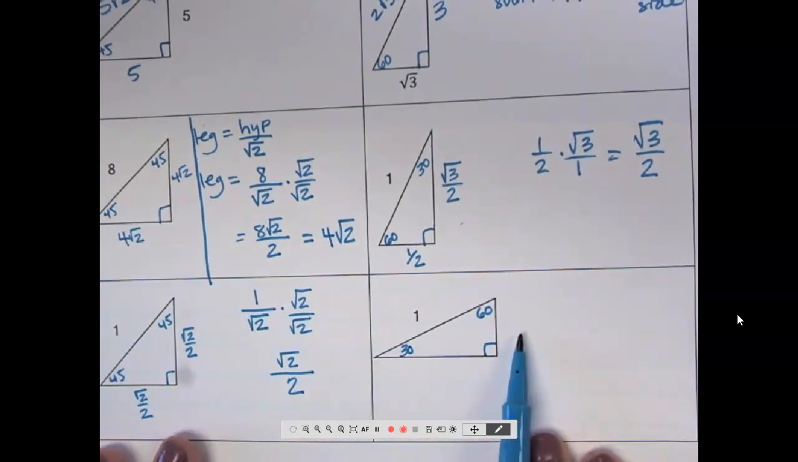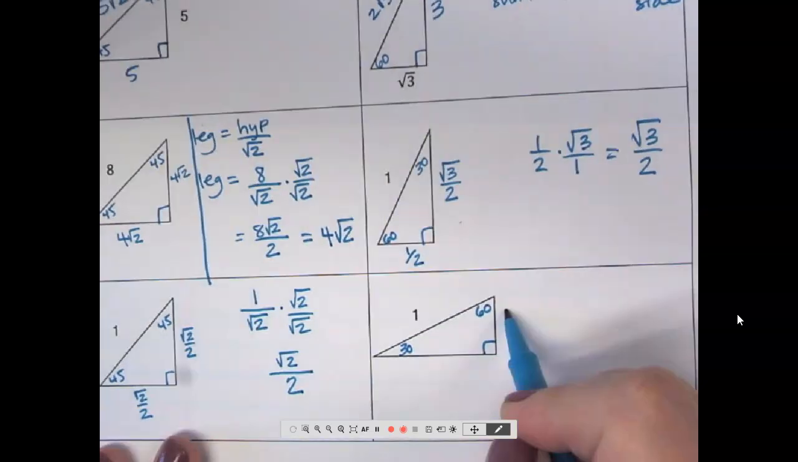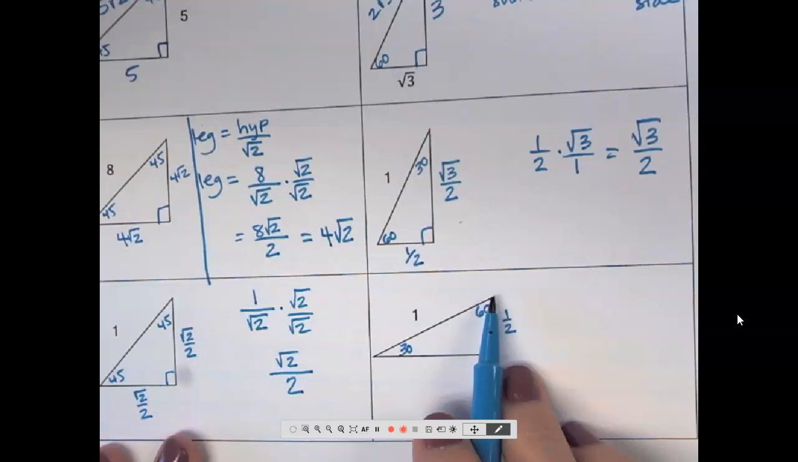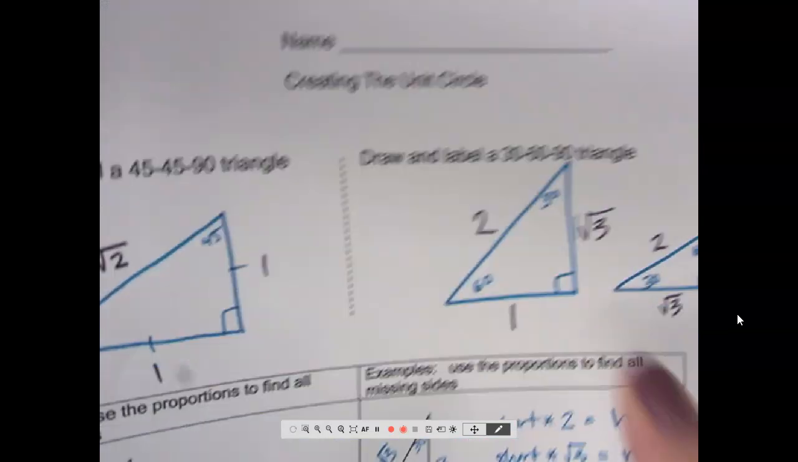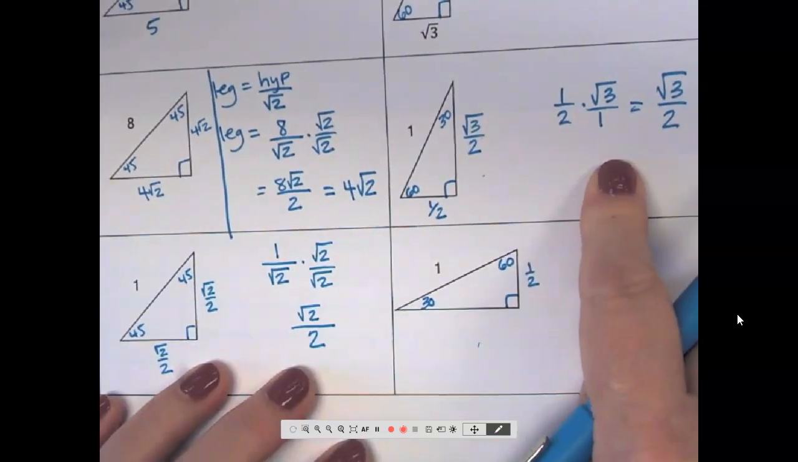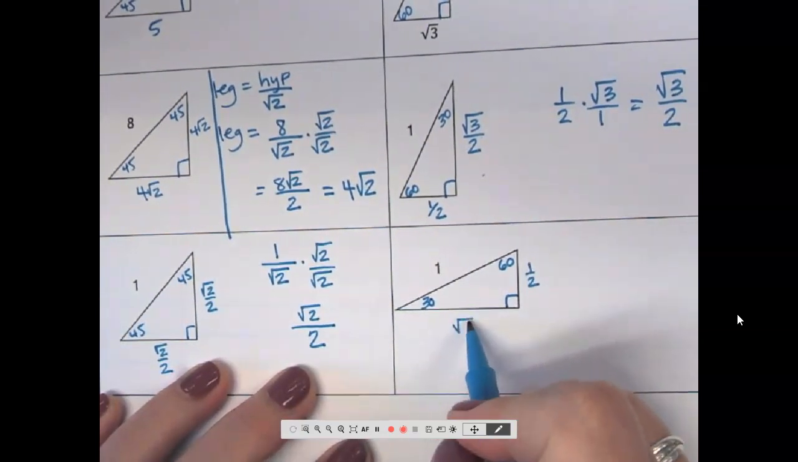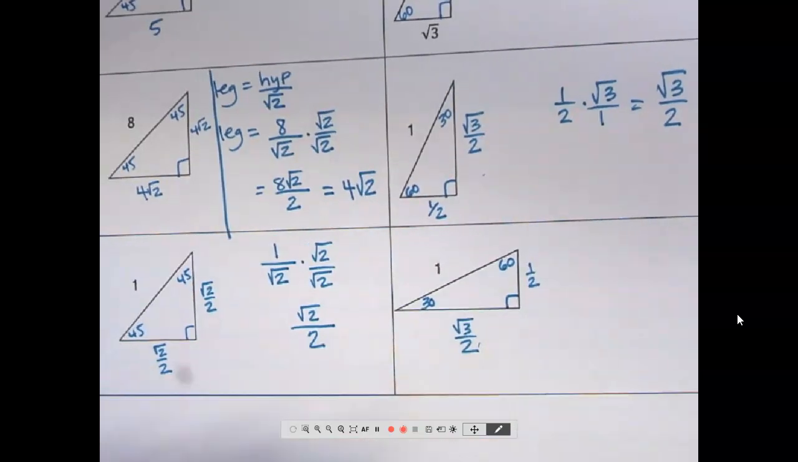How do I find the one opposite 30? Divide it by 2. 1/2. How do I get the side opposite 60? I take the short side and I multiply by square root of 3. We already did that up here, right? So that means that this one is square root of 3 over 2.